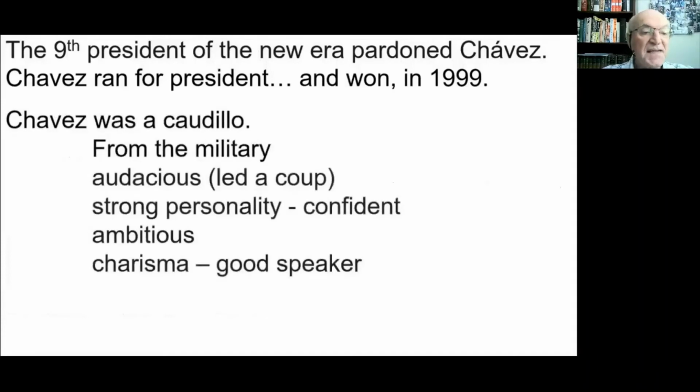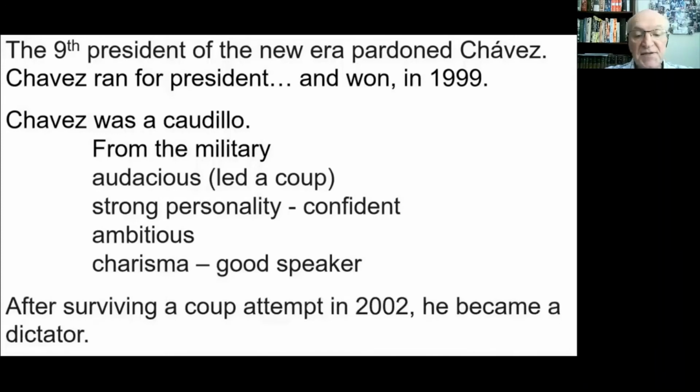Now, Chavez was a caudillo. He was from the military, he was audacious, he had led a coup. He had a strong personality, he was very confident. He was ambitious. He had charisma. He was a very good speaker. He could speak for hours, 5, 6 hours, and people would not get bored. So there was a coup attempt in 2002, and he survived it. And after that, he became a dictator.